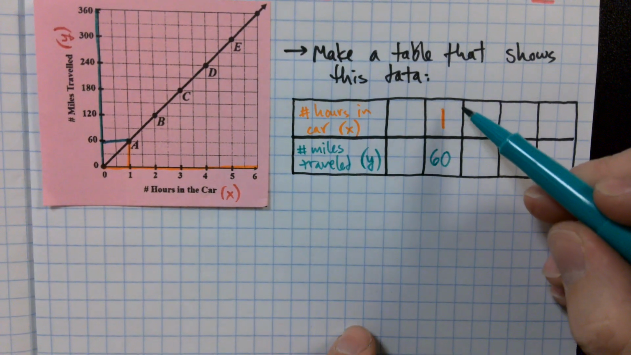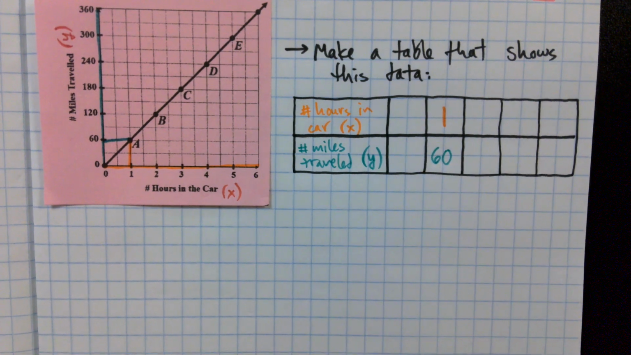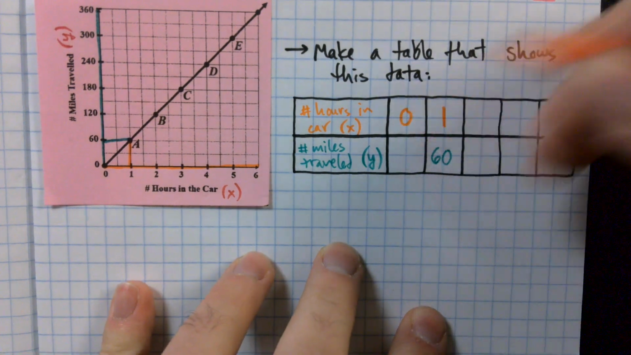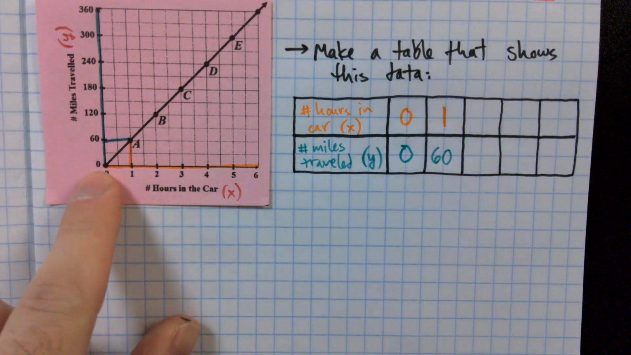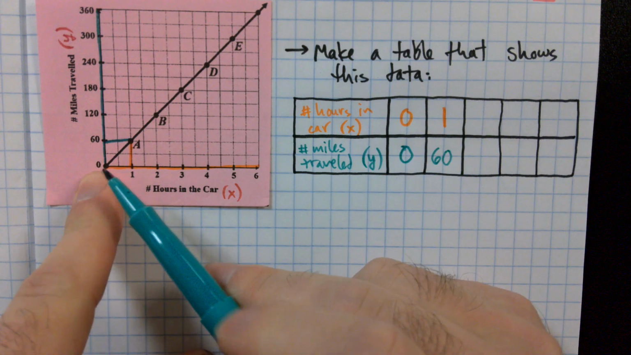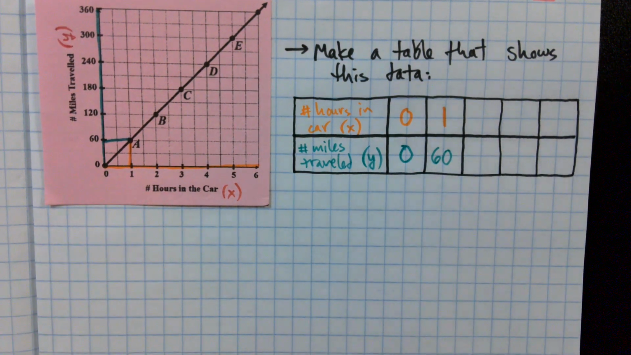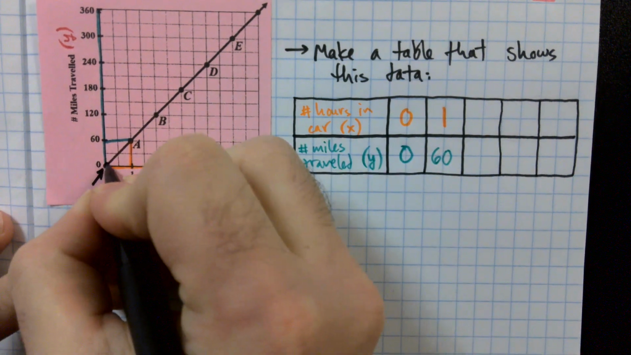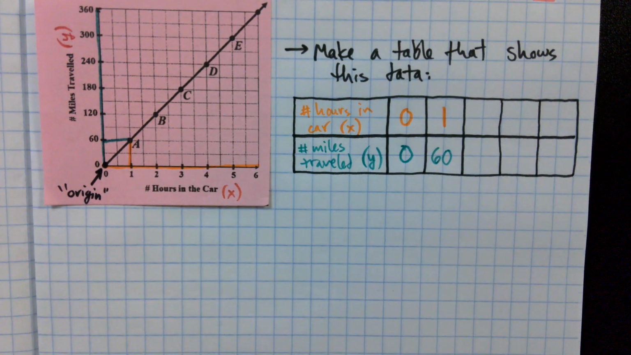All right? So after 1 hour in the car on this little road trip, you've driven 60 miles. That means you're going 60 miles an hour. Perfect. Now, if you've been in the car for 0 hours, how many miles have you traveled? 0. You just got it. Right? That's this point right here. Anyone remember what we call that point down there? It's got a special name. The origin. The origin is correct, right? This little point right here, we're going to write that in. It's called the origin. Yes?